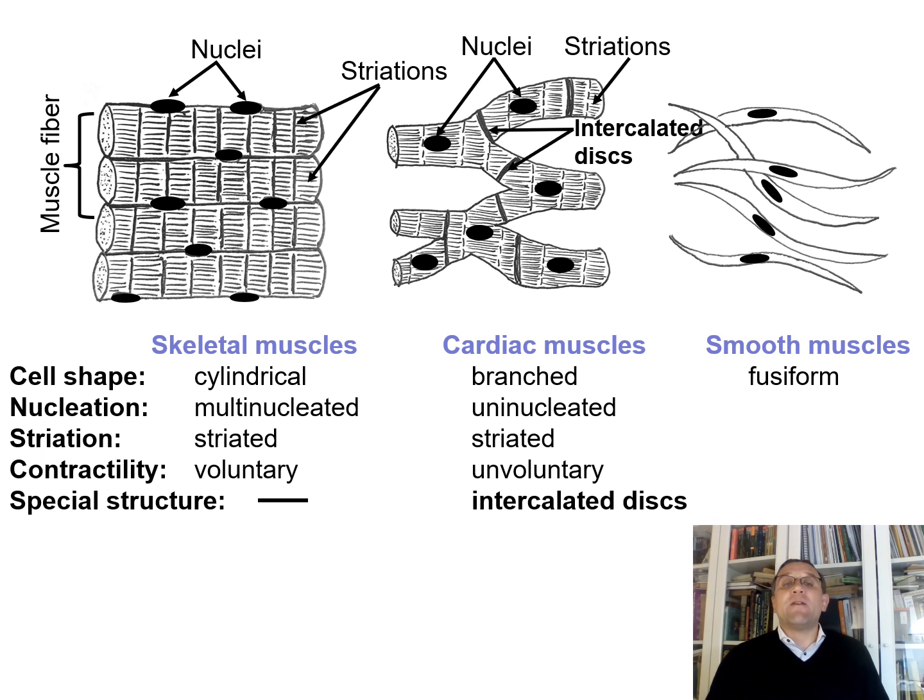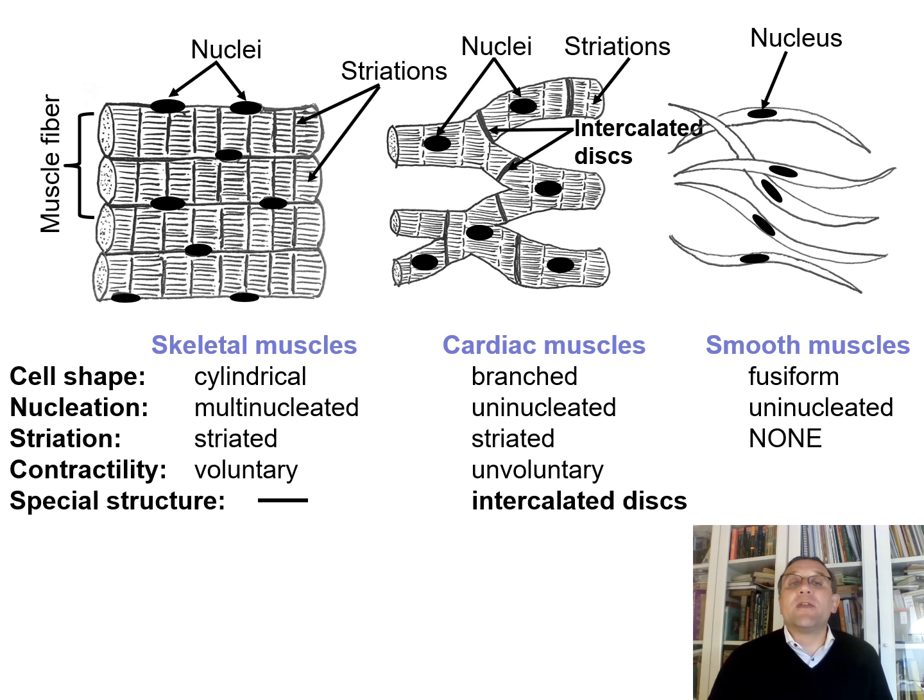Smooth muscles have a fusiform or spindle-shaped form. They are uninucleated. They are not striated cells. And like cardiac muscle cells, they are not under voluntary control. Thus, we finish with the characteristics of muscle tissue. Let's take a look at another primary type of tissue.